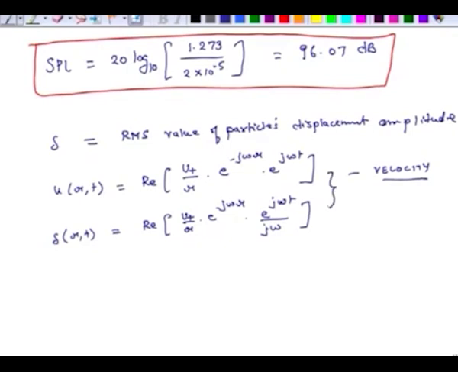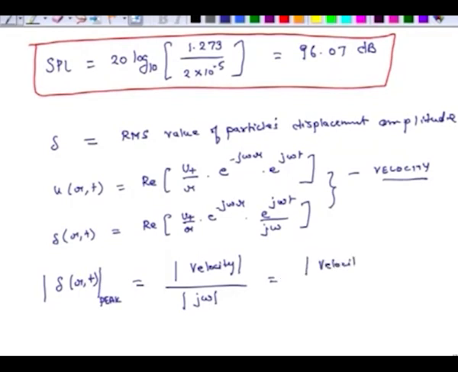So, from these two relations, what I get is the displacement of r over t, and if I have to calculate its peak or magnitude, the peak equals the magnitude of velocity divided by the magnitude of j omega. This is nothing but velocity divided by omega.